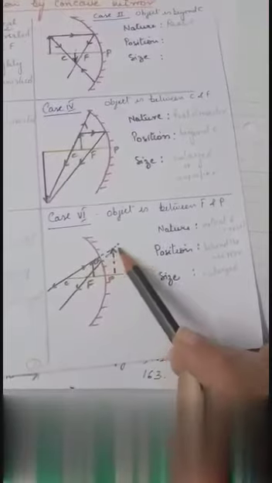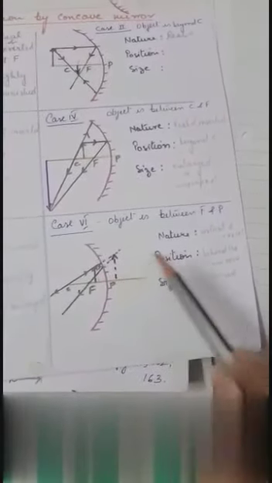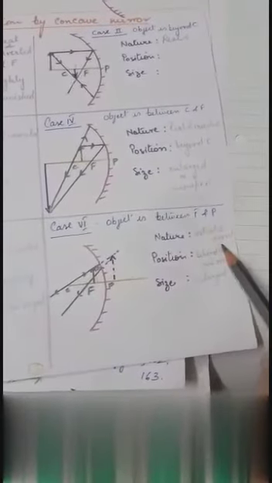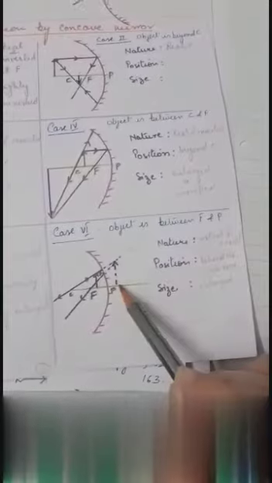Somewhere behind the mirror, when we extend they are meeting, so we are getting virtual and erect image. Position will be behind the mirror and size is enlarged.